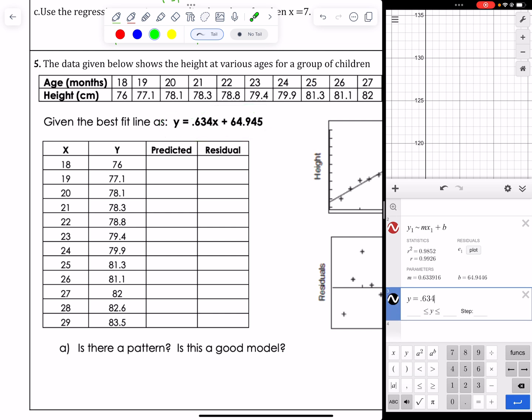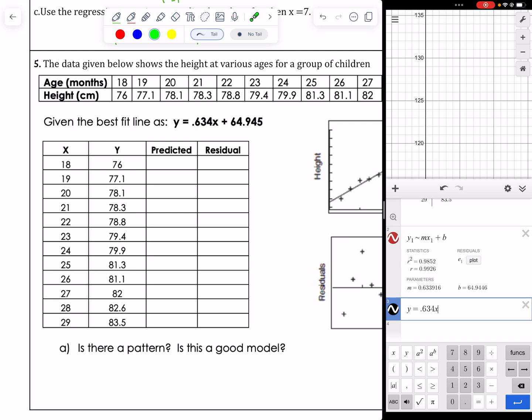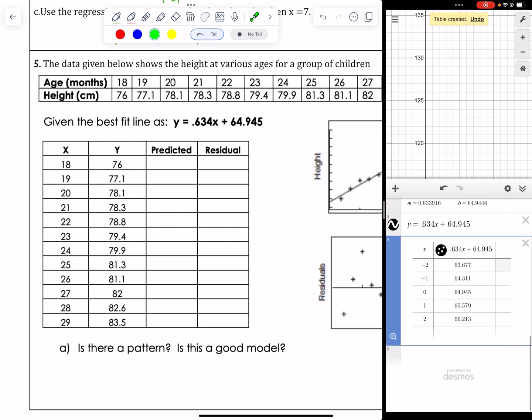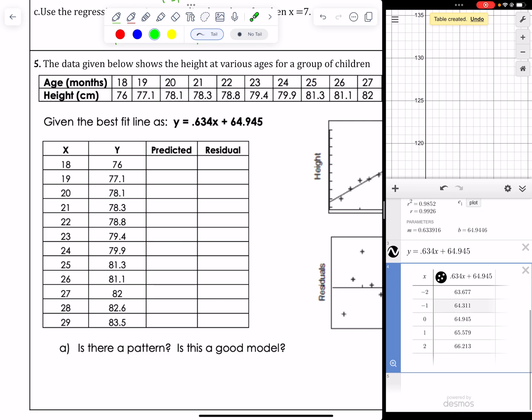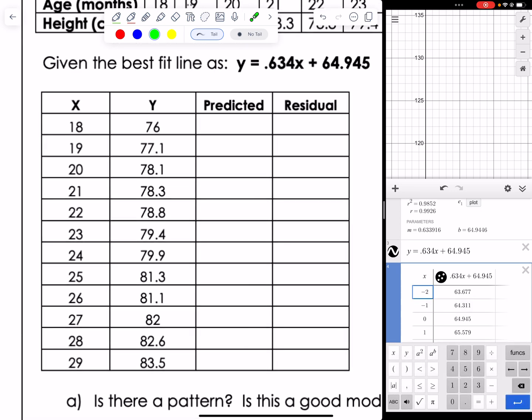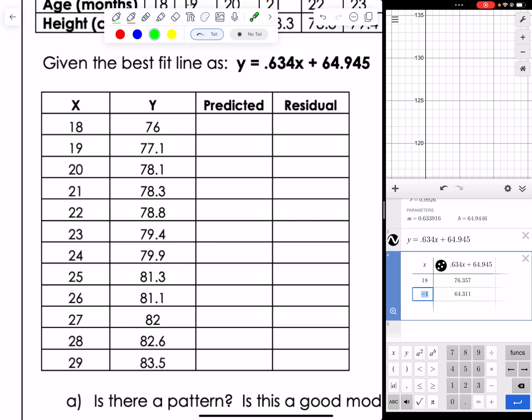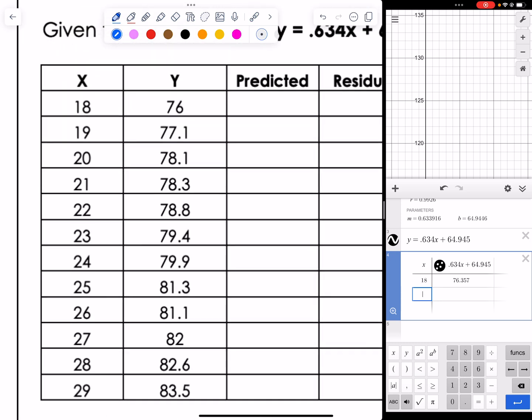So I am just going to type exactly what they gave me over here. So y equals 0.634x plus 64.945, and then pull up a table of values in that box. And it just gives you a standard amount it's starting with. So I'm going to need to type in the x values that I need. So I'm just going to take these out. So I need 18. And that would give me 76.4. Then I need 19. So that's 76.991. I'm just going to write that down.